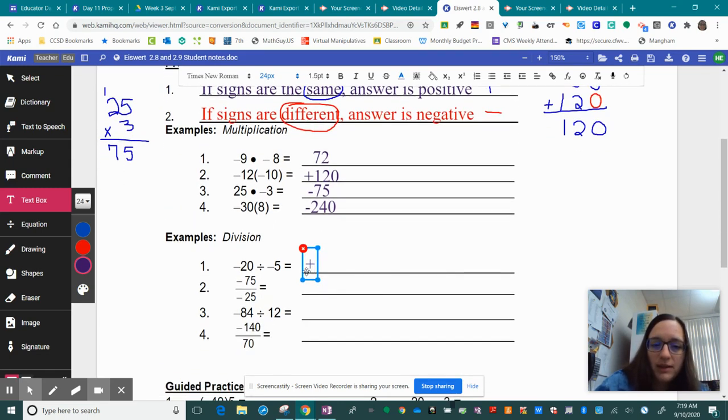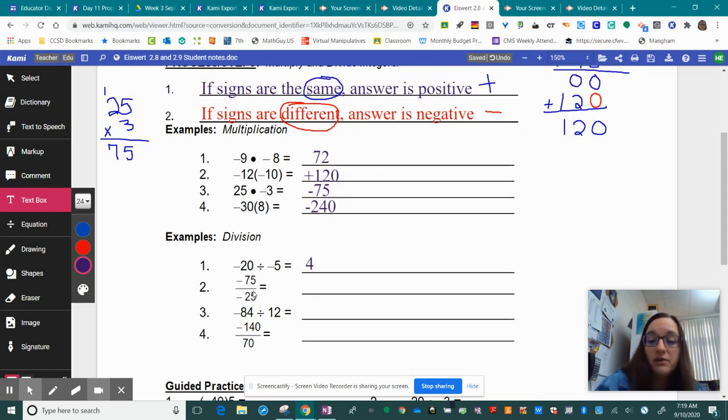Do we have to put the plus sign? No, you don't have to. You can, it's up to you. 20 divided by 5. So we can kind of think to ourselves, how many times does 5 fit into 20? Well, 5, 10, 15, 20. Woo, 4. Positive 4. Do we need the plus sign? No. Next one.